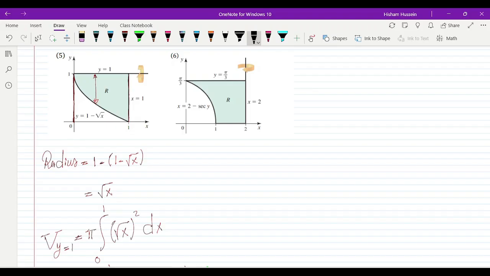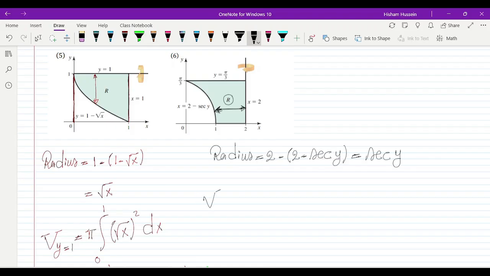In problem 6, we need to find the solid resulting from rotating the region R about the line x equals 2. So we need first to find the radius. The radius here is the difference between these two values. Here x equals 2 and x equals 2 minus sec y. So the radius is 2 minus (2 minus sec y), which is sec y.